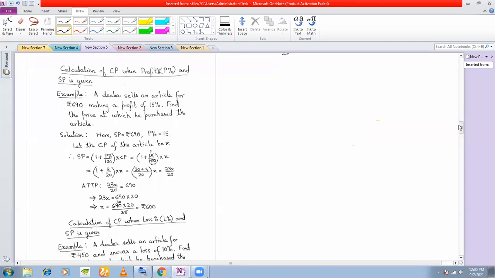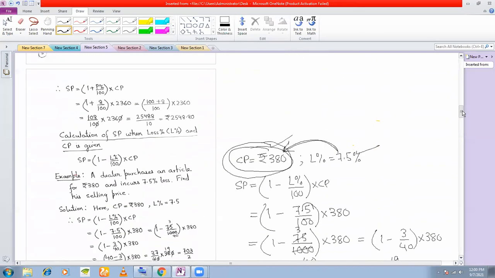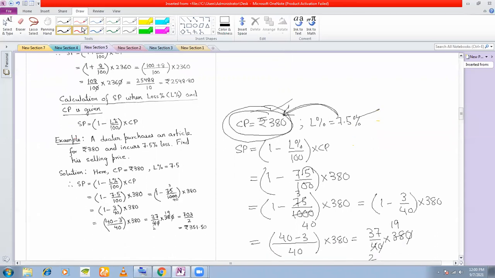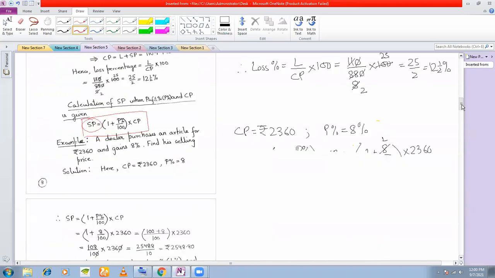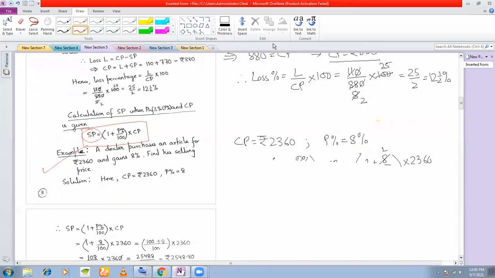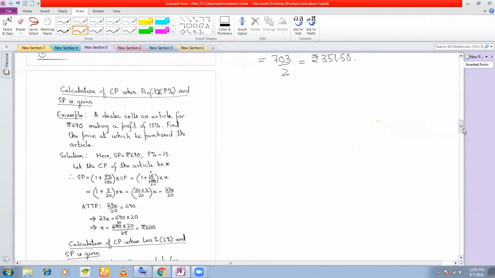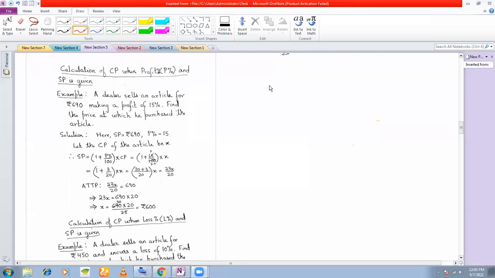Next question. Now this is a very important question. Now these two questions, if you see, we had calculated the selling prices, right? When cost price was given, here loss was given, you calculated the selling price. Here also the profit percentage was given and the cost price was given, so you calculated the selling price. But what about the other way around? What if the selling price is given to you and you have to calculate the cost price? Then what will you do?